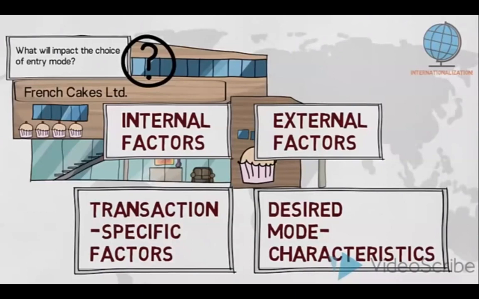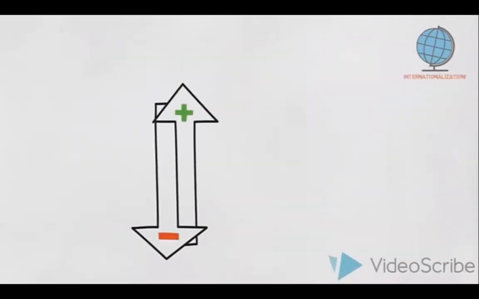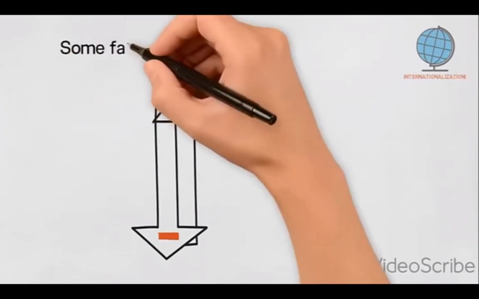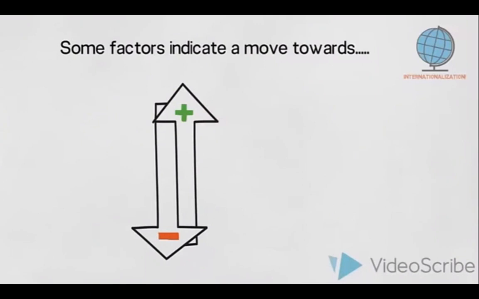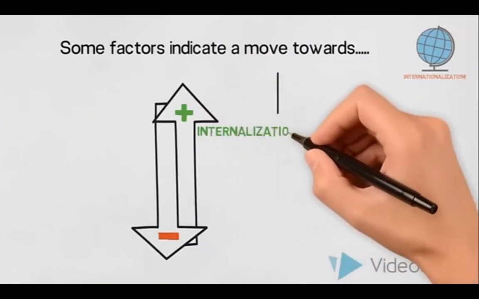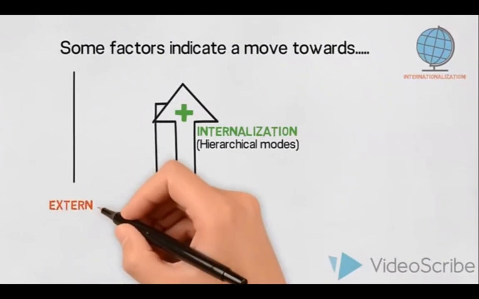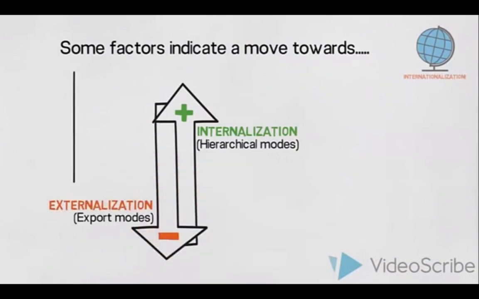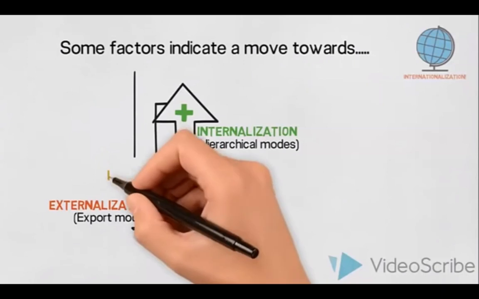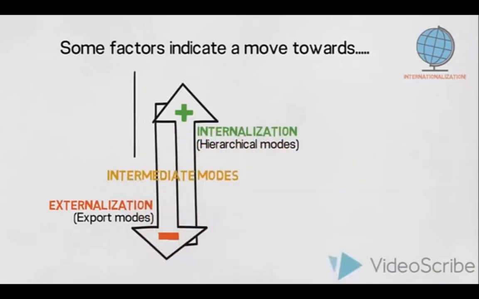As we will address these 4 sets of factors for French cakes, we will use this visual to indicate in which direction the different factors are pointing us. Some factors might indicate a move towards internalization. In other words, that using a hierarchical mode is appropriate. Other factors might indicate a move towards externalization, using an export mode, is more suitable. And some may indicate a more moderate approach, and thereby point in the direction of an intermediate mode.